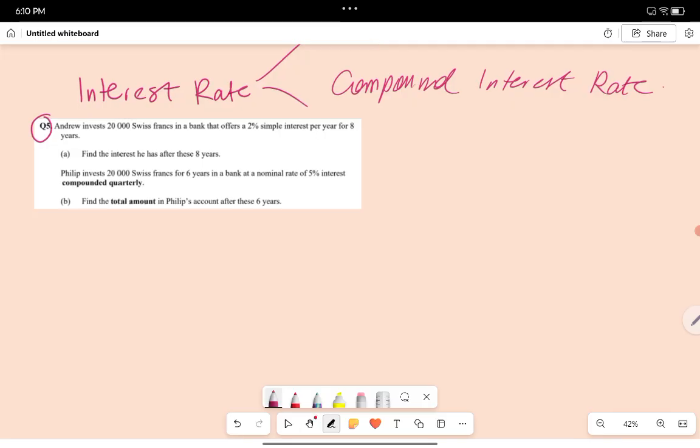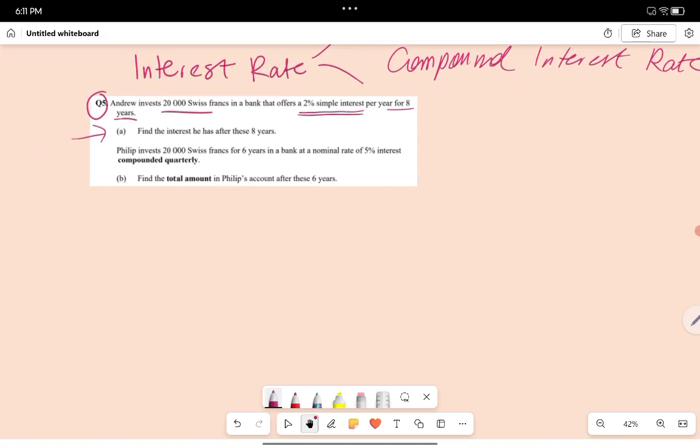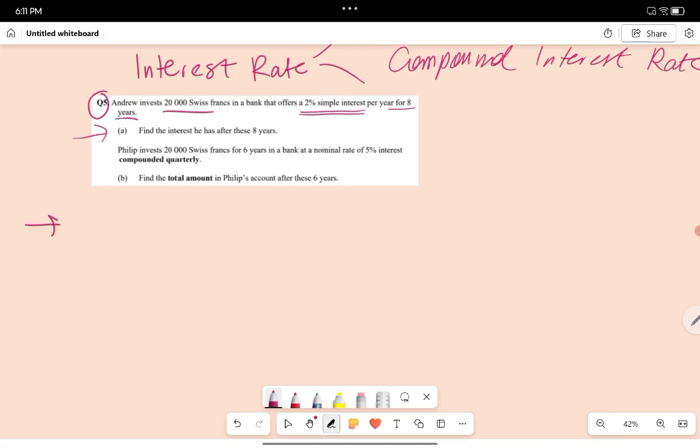Andrew invests 20,000 Swiss francs in a bank that offers 2% simple interest per year for 8 years. So be careful with simple interest. A, find the interest he has after these 8 years. So he talks about simple interest, so we're going to use the simple interest formula to figure out what the interest is after 8 years.